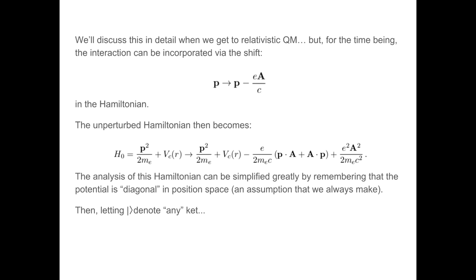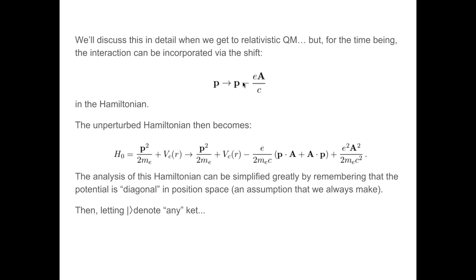And we'll talk about it in detail when we get to relativistic quantum mechanics. But for now, let me just say that the only thing you have to do is take your momentum in the non-interacting Hamiltonian, and replace it with the momentum minus this factor of e over c times the vector potential. And this is something maybe you've seen before, but sometimes people haven't, so don't feel bad if you haven't. Okay, but like I said, we'll talk about it in detail when we get to relativistic quantum mechanics.